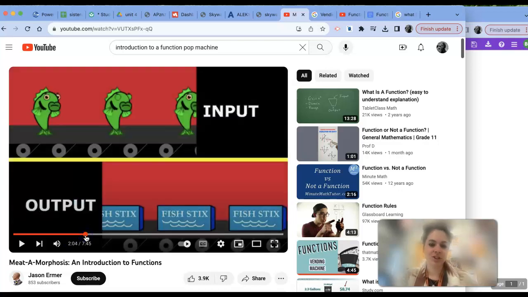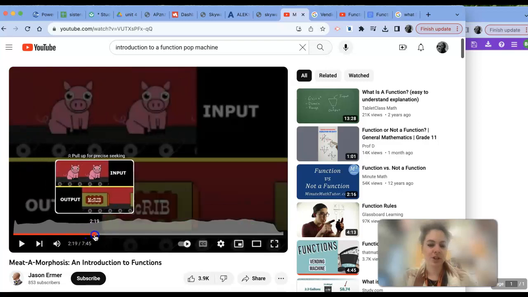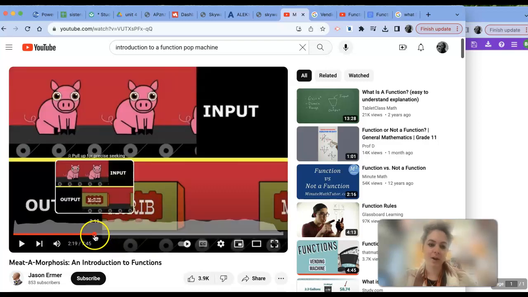All right, if I put in a fish, I'm getting out fish sticks. Okay, now I'm going to jump. Okay, pig, and we get out a McRib.